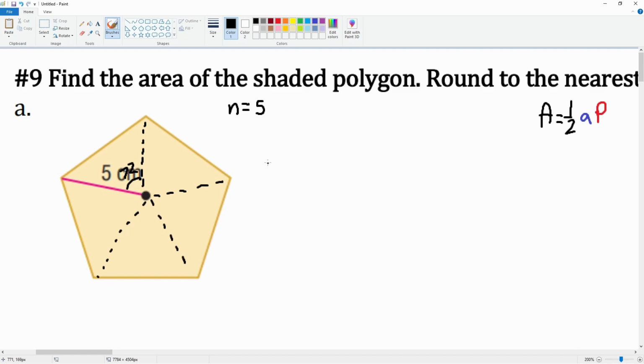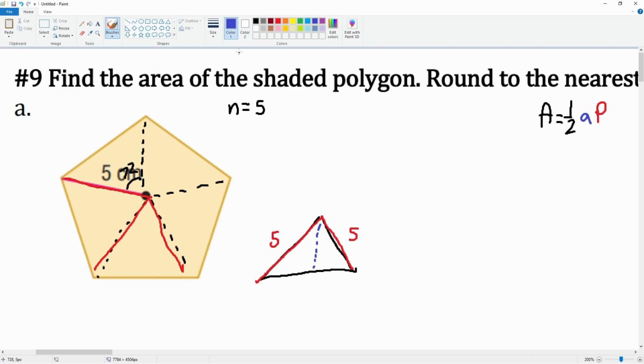Right now, this is my triangle. It looks like this. This part here is this diagonal. This part here is 5, and this part here is also 5. So I need to find my apothem. My apothem is this part.